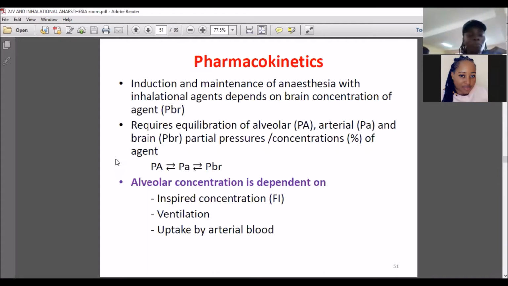So, it requires equilibration of alveoli, which is PA, then arterial and brain. Let us first take this. The first statement, induction and maintenance of anesthesia with inhalation drugs depends on the brain concentration of the agent, that is Pbr. Then it requires equilibration of alveoli, which is taken as PA, then arterial, which is Pa, and the brain, which is taken as Pbr. So these are pressures, and concentration is the percent of the agent. I think this one could be some sort of calculation, I don't know.